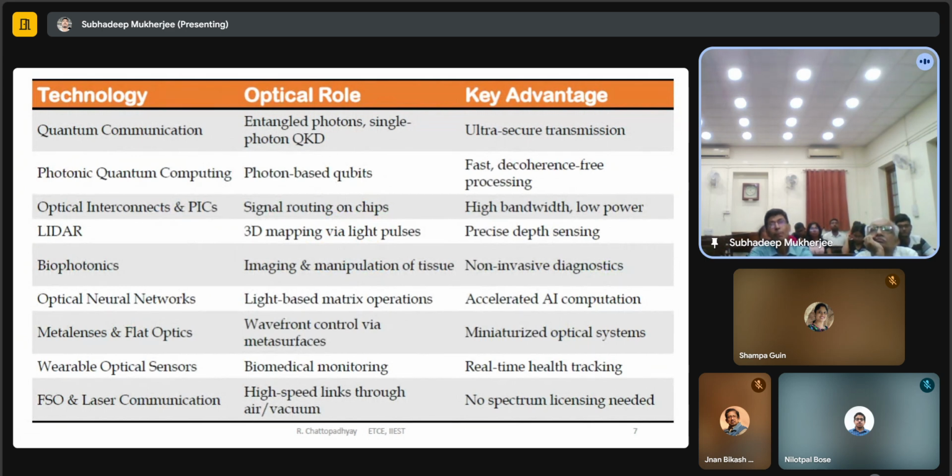So these are a few of the emerging technologies where optics is playing its role, and I've just tried to tabulate it. There are many more applications. I'm just sticking to some of the points which are of our interest. And out of this, I'm going to talk about a few of the fields where we in IIST are working on.